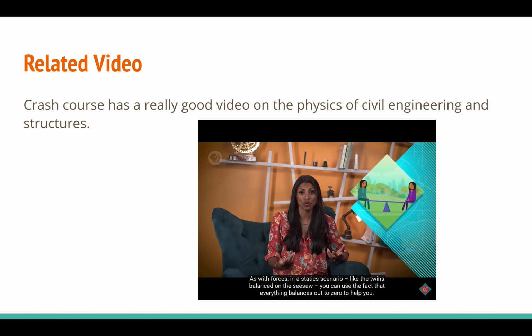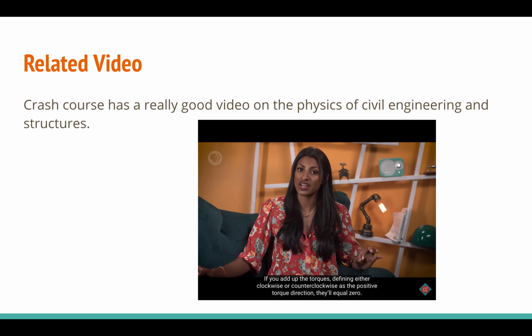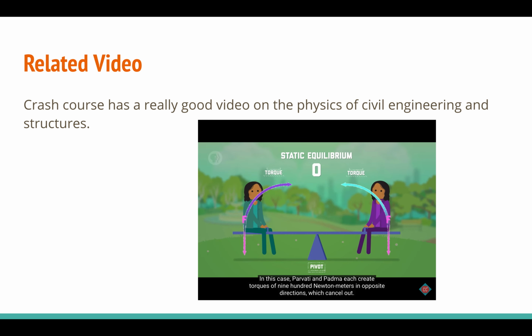a distance. As with forces, in a static scenario, like the twins balanced on a seesaw, you can use the fact that everything balances out to zero to help you. If you add up the torques, defining either clockwise or counterclockwise as the positive torque direction, they'll equal zero. In this case, Parvati and Padma each create torques of 900 Newton meters in opposite directions, which cancel out.